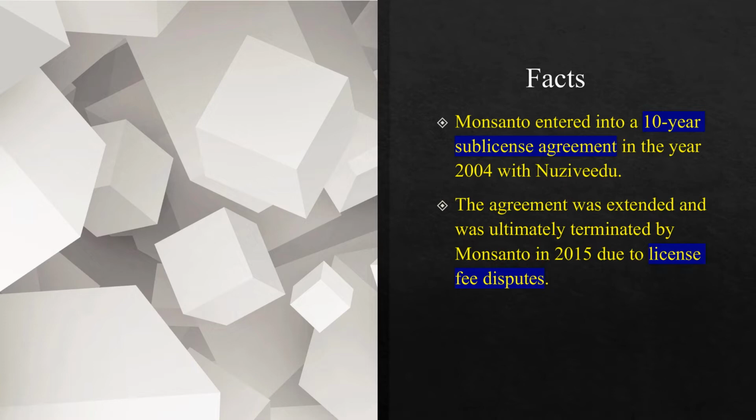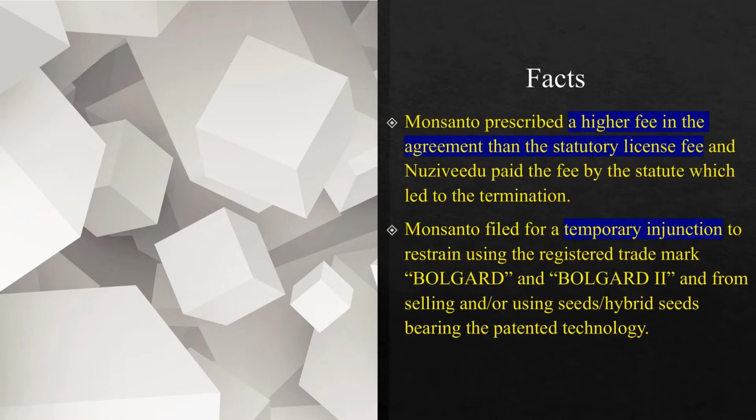Now, Monsanto prescribed a higher fee in the agreement than the statutory license fee, and Nuziveedu paid the fee prescribed by the statute only, which led to the termination. The statutory fee only was paid by the Nuziveedu company. But as the agreement was done, Monsanto prescribed a higher fee, and as Nuziveedu did not pay that, Monsanto terminated the agreement.